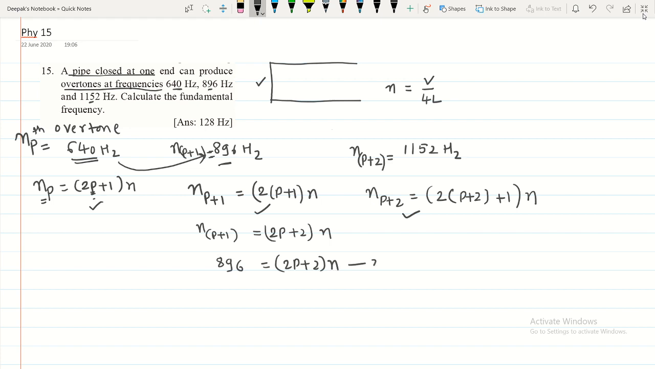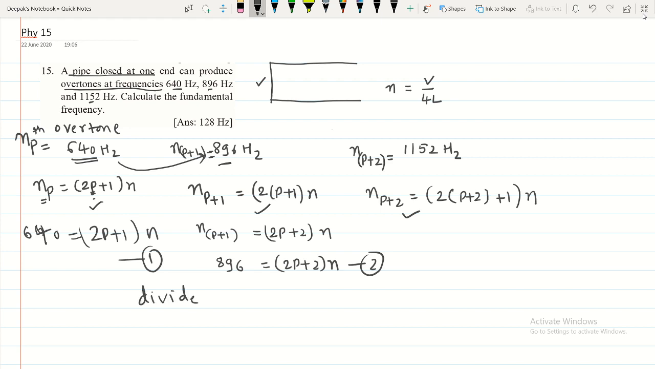Let's say this is equation number 2, and right now we already have np equal to 640. So 640 will be equal to twice p plus 1 into n. Now this is equation number 1. Now let's simplify these equations. So what to do? Just divide equation 2 by equation 1, right?